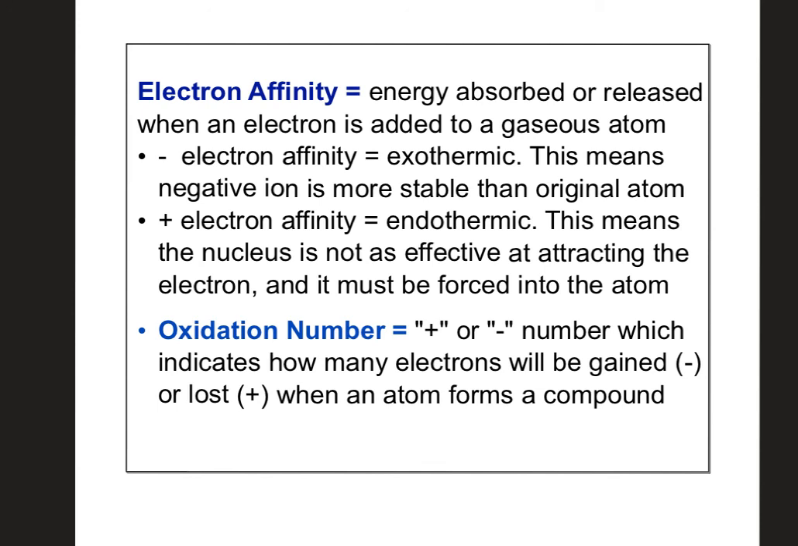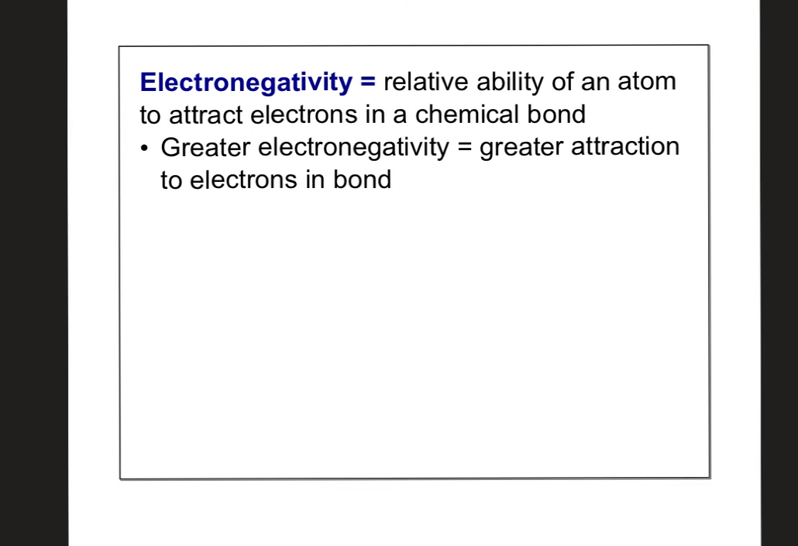We know about oxidation numbers. These are the positive or negative numbers which tell us how many electrons will be gained or lost when it forms a compound. And then electronegativity is the ability of an atom to attract electrons in a chemical bond. So the bigger the electronegativity, the greater the attraction for those shared electrons in a chemical bond.